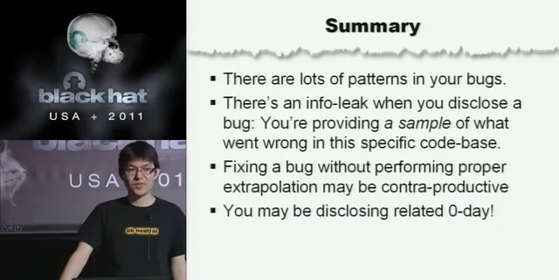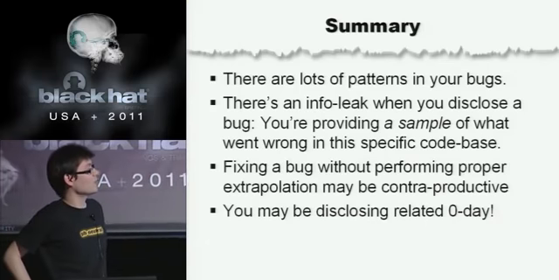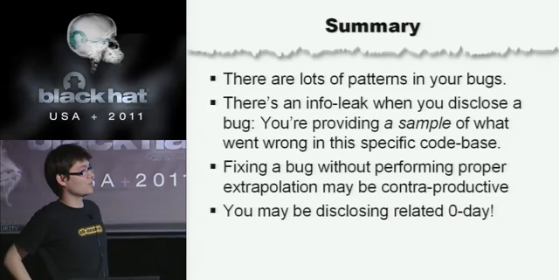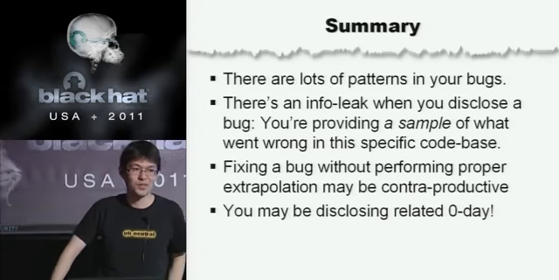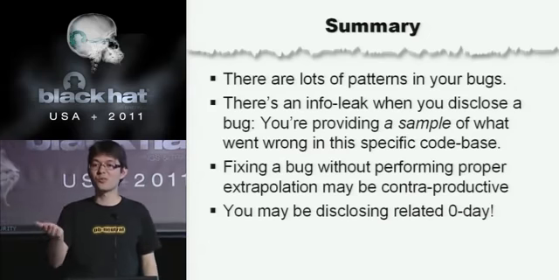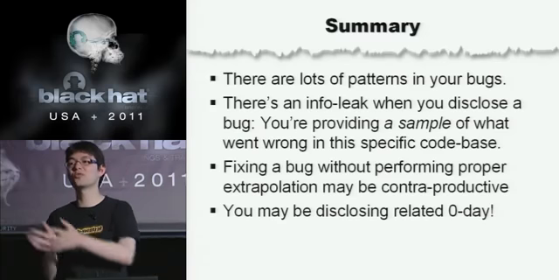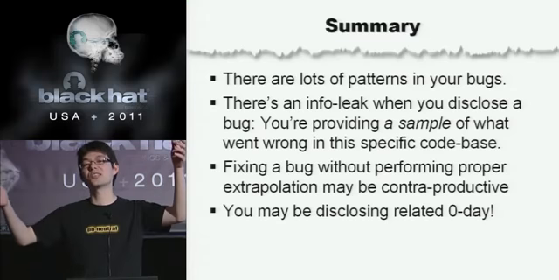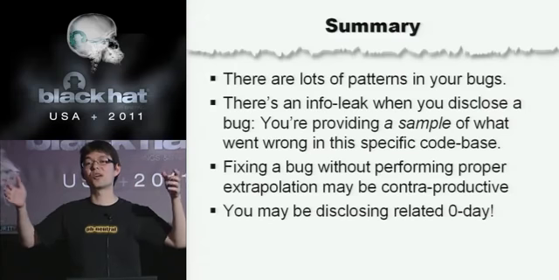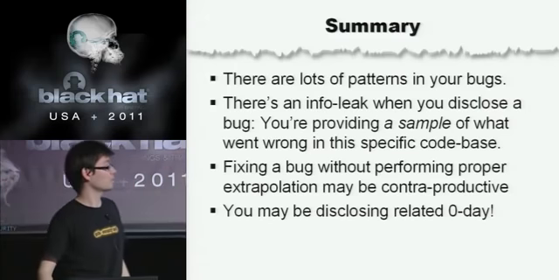So, in summary, what I think this shows is that there are lots of patterns in your bugs. This doesn't show that; that's the assumption, basically. But it does show that there's this info leak. When somebody discloses a bug, they're giving you a template of what's going wrong. That's especially nice for you if you're just getting into a code base, because usually you know nothing about it, and having a set of bugs that existed in the past gives you a lot of information on what can go wrong here.